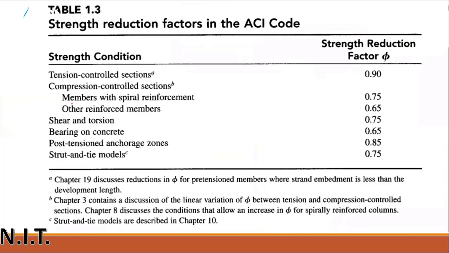Similarly, you can see the tension control section, that is beam, phi equals 0.9. We have already studied this table in the previous lecture, in chapter number 3. It is available in the ACI code, table number 21.2.1. These are the strength reduction factors for different structural members.